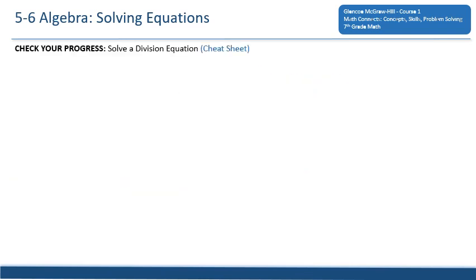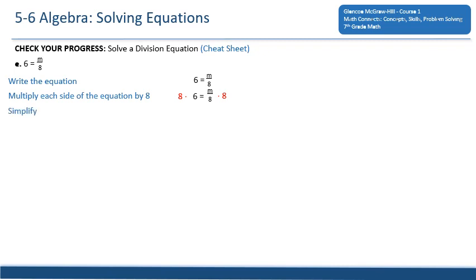Check your progress, solve a division equation. 6 equals m over 8. So there's my equation, 6 equals m over 8. Multiply each side of the equation by 8. I'm doing that so I can get rid of the 8 under the m, the division problem, because that's the inverse, right? If I have m over 8, I'm not trying to get rid of the m, I'm trying to get rid of the 8. So 8 over 1 basically is what I'm doing.